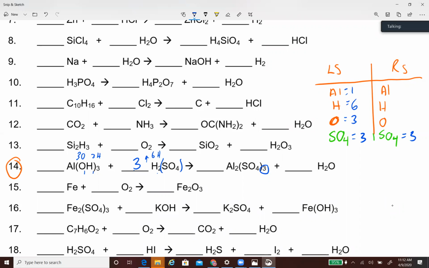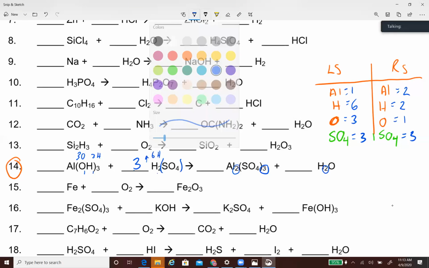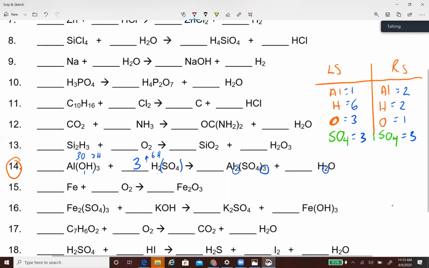On the right, I have my sulfates taken care of. And I see that there's a little subscript. So there's 2 aluminum. And on the right, I see there's just 2 hydrogen. And there's just 1 oxygen. So here's what I'm going to do. I know that the sulfate looks okay. So now I'm going to balance the aluminum. Because I can see it's 1 here and there's 2. So I'm going to multiply that by 2. And that will be balanced out.